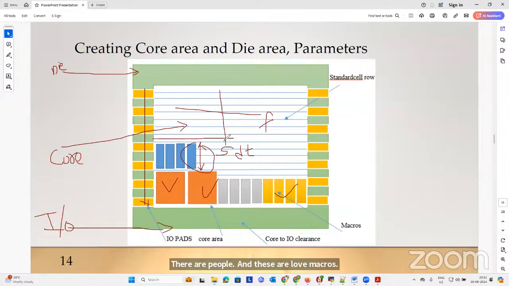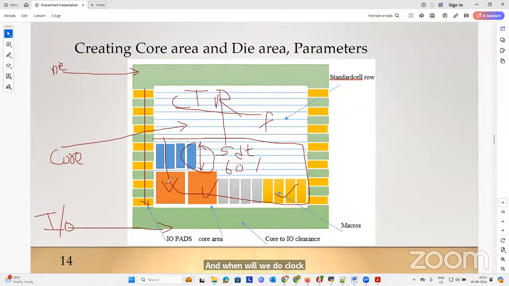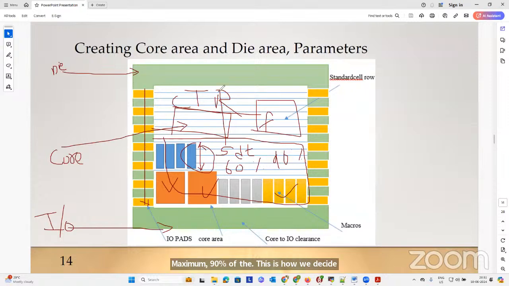So this is how we decided the area by floor plan. This is some 60%. And when we do clock tree synthesis and routing, these all cells will be realigned based on our floor plan. At that time, a maximum of 90% of utilization comes into picture. This is how we decide the core area.